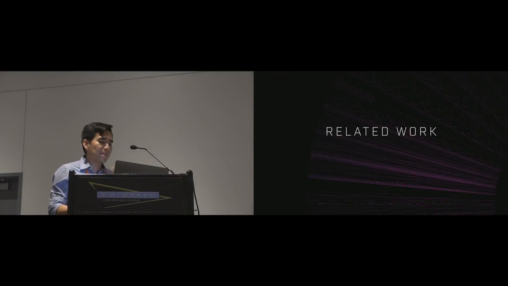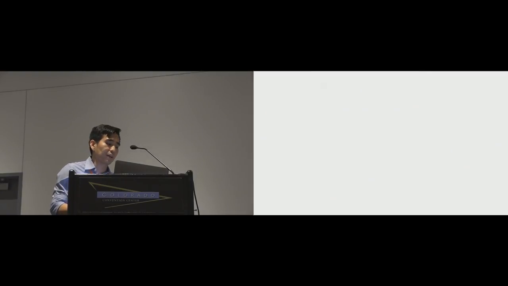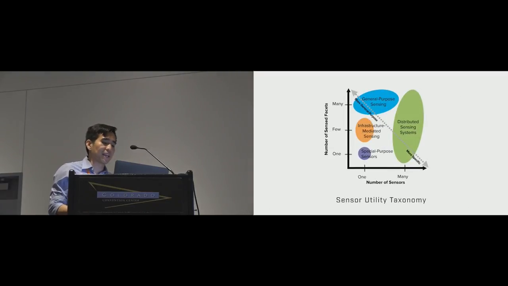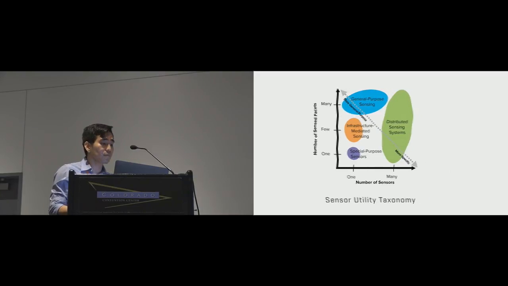Before we dive in, let me quickly go to related work. There's a lot of rich work in this area, and a full related work review is beyond the scope of our work. But to help illustrate the application landscape, we created what we call a sensor utility taxonomy, as shown here. The y-axis is the number of distinct sense facets, like states or events, and the x-axis is the number of sensors needed to achieve this output. In the next few slides, I'm going to highlight related work using this taxonomy.